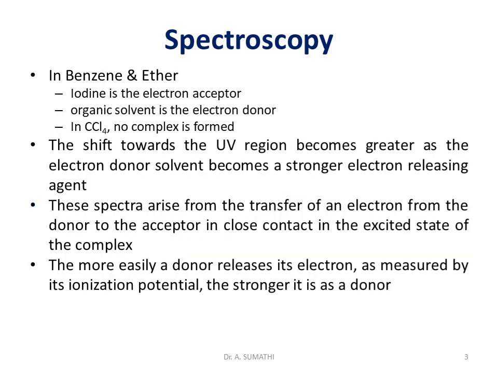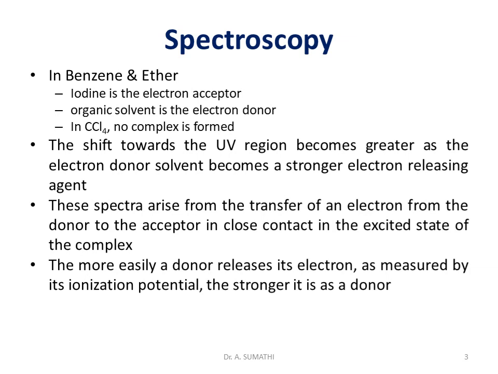In the case of benzene and ether, iodine acts as an electron acceptor. How does it accept the electron? It readily accepts the electron from the electron donor. Here the electron donor is the organic solvents. What are the organic solvents? Benzene and diethyl ether. These two organic solvents are very strong electron donors. Because of the stronger electron releasing agent, the UV shifts towards a particular nanometer.